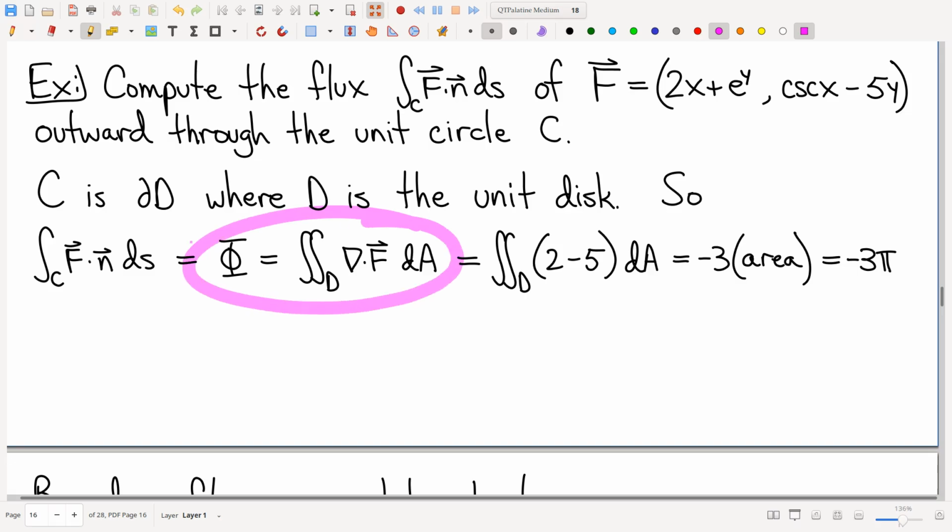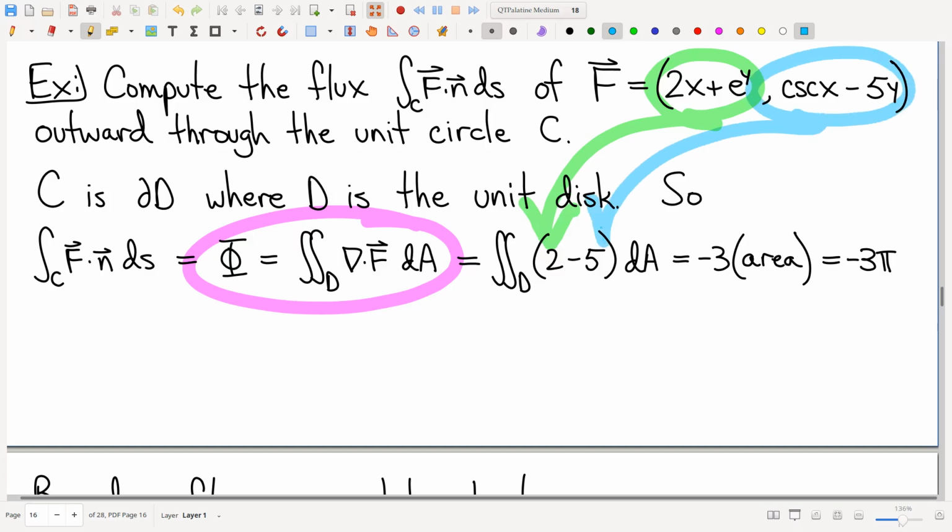Double integral of the divergence. The divergence is easy to compute. We take the x partial of the first coordinate plus the y partial of the second coordinate. And that results in an integral that's pretty doable, right? Our integrand's a constant. You factor it out. All that remains is the area. It's the area of the unit disk, etc. So, victory.